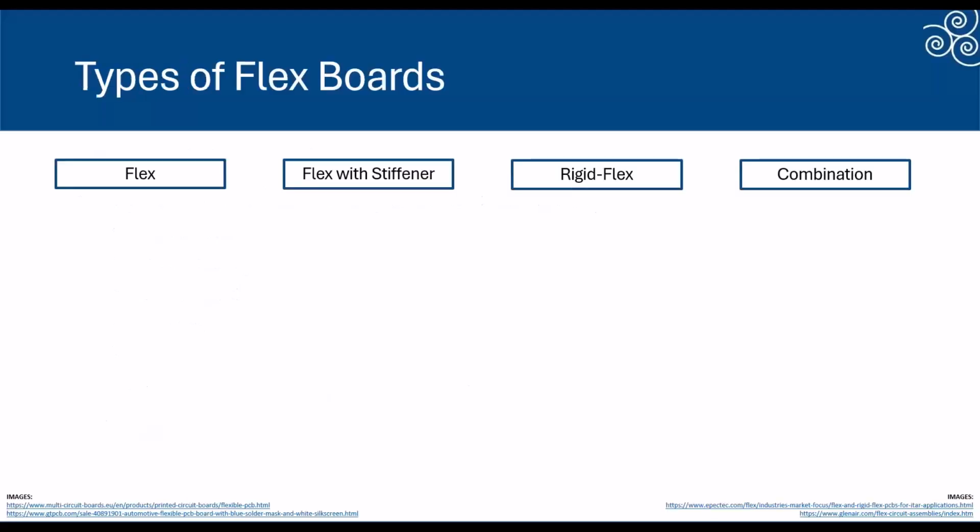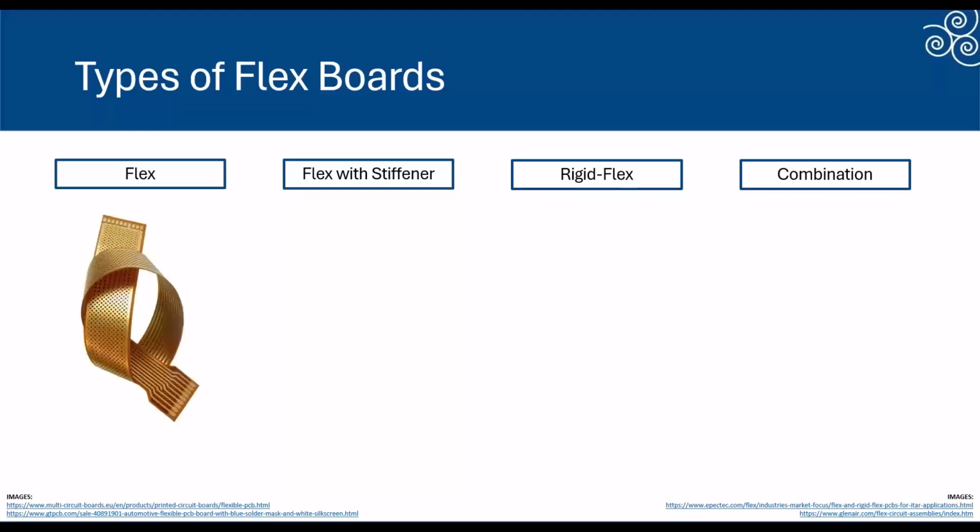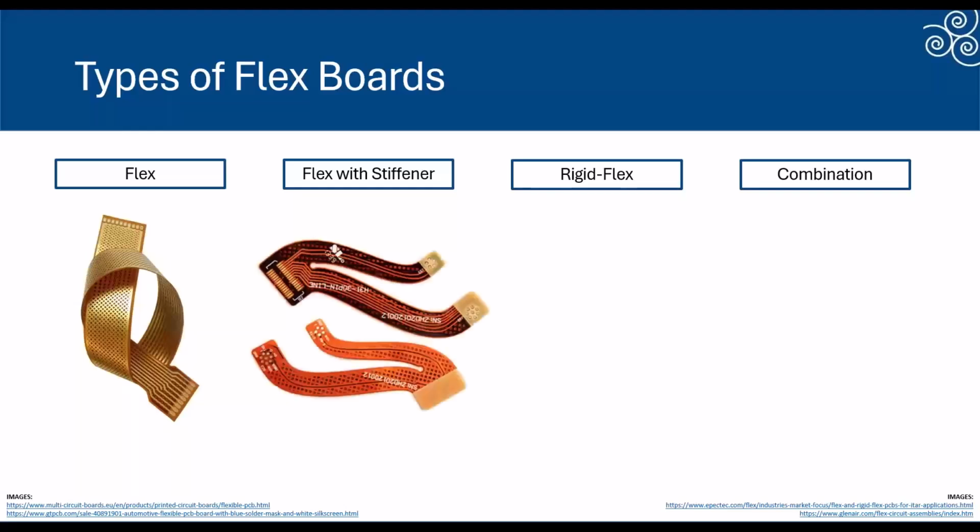Just to go over the different types of flex boards, the terminology you might be hearing around flex design. First, there's a strict flex. This is only flex material. There's no other materials, no rigid materials involved in the making of this type of board. Then there's flex with stiffener. You'll see some sort of stiffened regions on that flex.